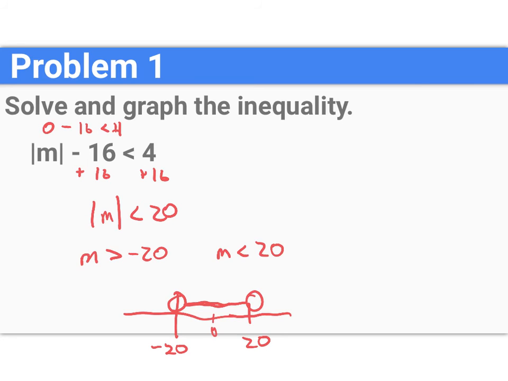That's a true statement. So now let's put a number outside to see. Let's try 30 because I like numbers. All right, so the absolute value of 30 is 30. So 30 minus 16 is 14, which is not less than 4. That is false, and it is not in our solution set. I could probably put 20 in. If I'd put 20 in, 20 minus 16 is 4, and 4 is not less than 4.